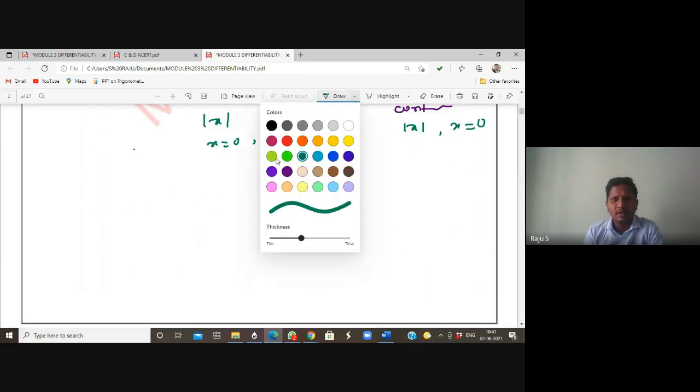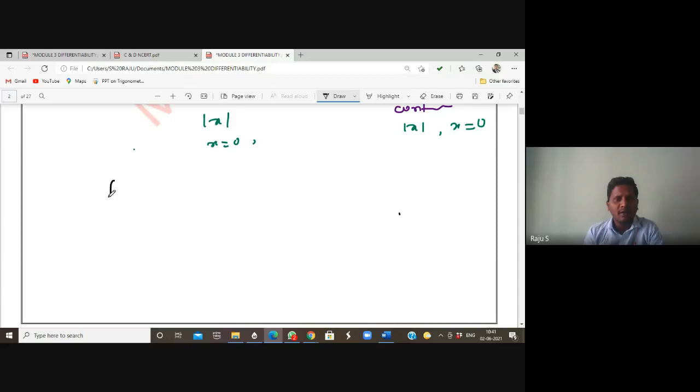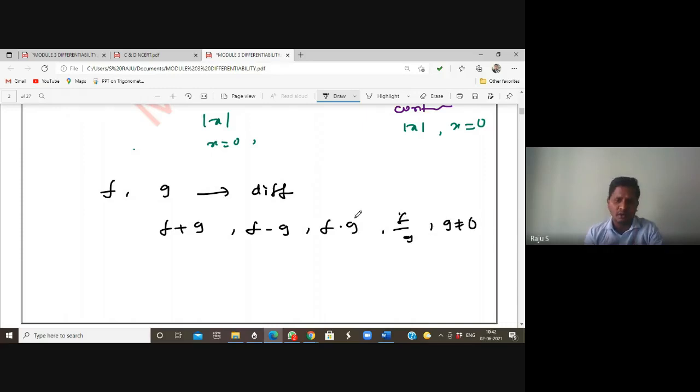And also remember the property. For example, f comma g are any two different functions. F is differentiable, g is differentiable. Then f plus g is also differentiable. F minus g is also differentiable. F into g is also differentiable. F by g is also differentiable, g not equal to 0.